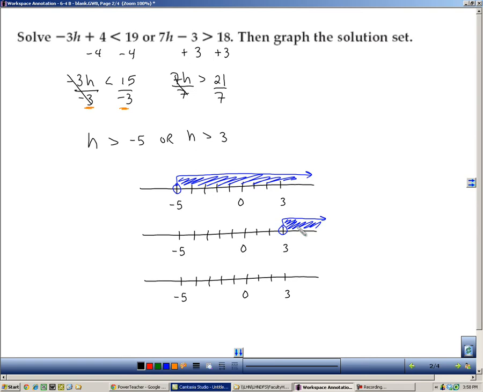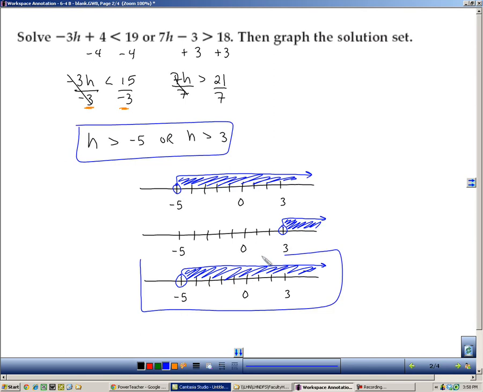So if I put these two together on top of each other, you end up with the negative 5 all the way to the right, because the 3 shaded to the right is included in the negative 5 shaded to the right. And since we're combining the two, that's what we end up with. Even though this is open, it ends up being filled in the last one because you don't have to take where they overlap. You just combine the two graphs into one and take any part that's shaded. So that's your answer here, and then your graph is right there.